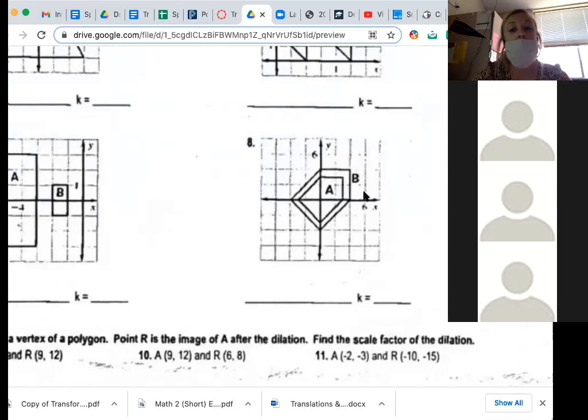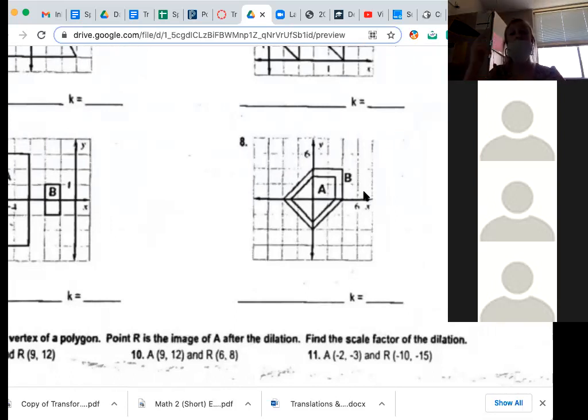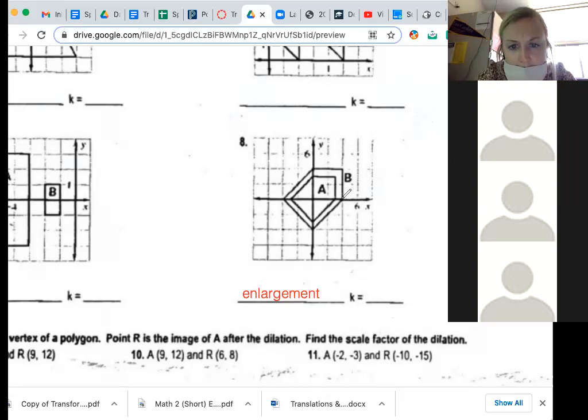All right, y'all look at number 8. Is A to B an enlargement or a reduction? An enlargement, very good. Enlargement again. From A to B, number 8, that is an enlargement. Now we want to find out what K is. So everybody look, I'm just going to pick a point. It does not matter which one you pick, but I would make sure it's one that you can visibly tell what it is. Honestly, all of these kind of suck.